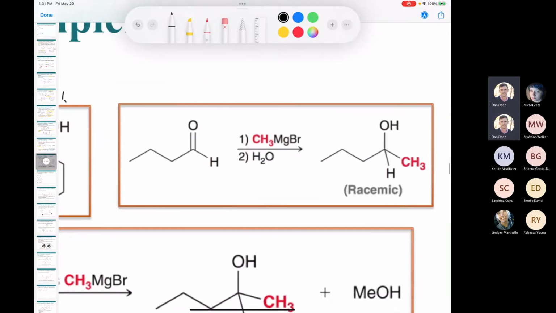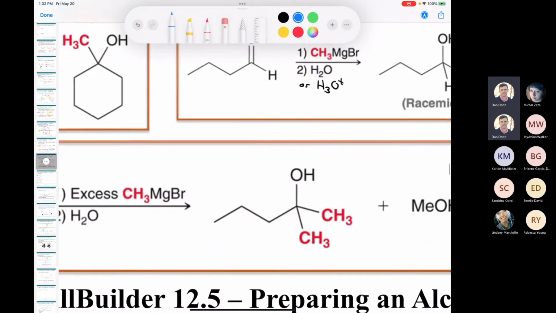In this one here, we have an aldehyde. When we take an aldehyde and do the same thing, we treat it with methyl magnesium bromide, or methyl Grignard. You could also call that MeMgBr, which means the same thing, or CH3MgBr. And then water or H3O plus. Now we take the aldehyde and convert it into a secondary alcohol. An aldehyde will always give you a secondary alcohol.